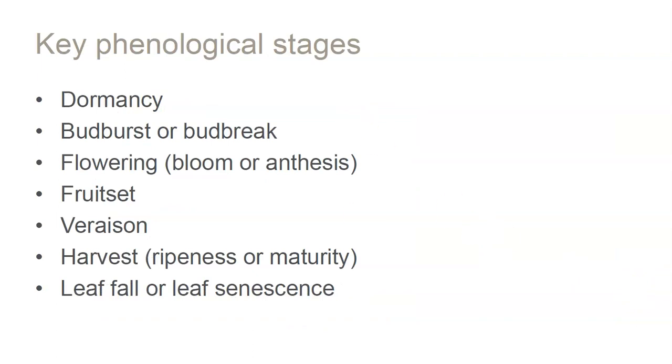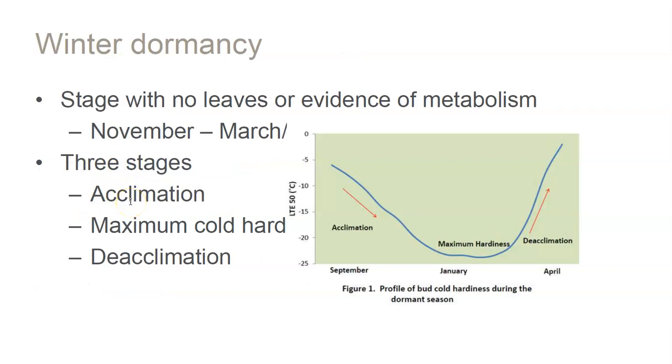Okay, so like I said, these are the key phenological stages. This is including fruit set here, but flowering and fruit set, you can think of as kind of the same thing, right? It's flowering and then you create the fruit. Fruit set is like the very end of flowering. All right. So winter dormancy is key to know.